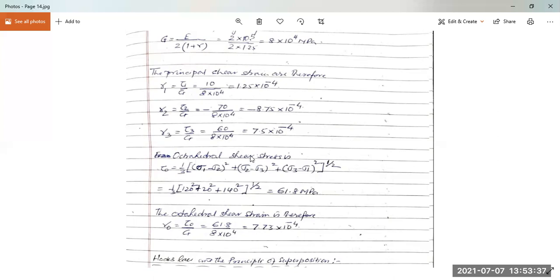So this is the octahedral shear stress, and the octahedral shear strain gamma 0 is tau 0 divided by G, that is 61.8 MPa divided by 8 into 10 to the power 4, which gives 7.17 into 10 to the power minus 4. So thus we have got the principal shear strains as well as the octahedral shear strain.